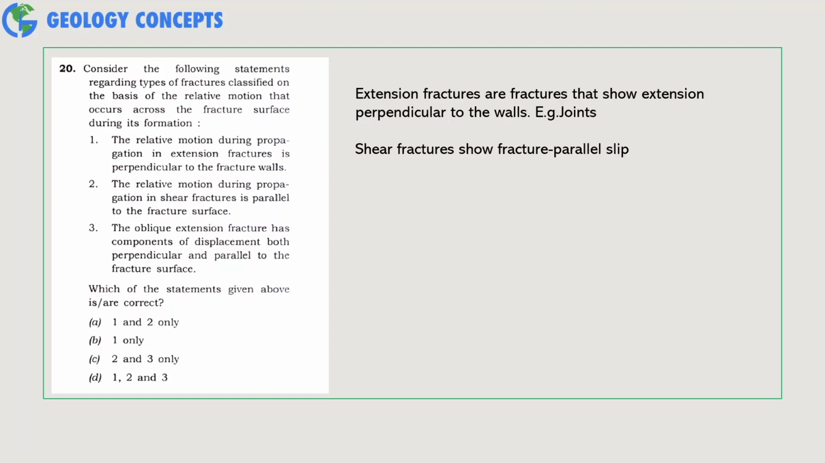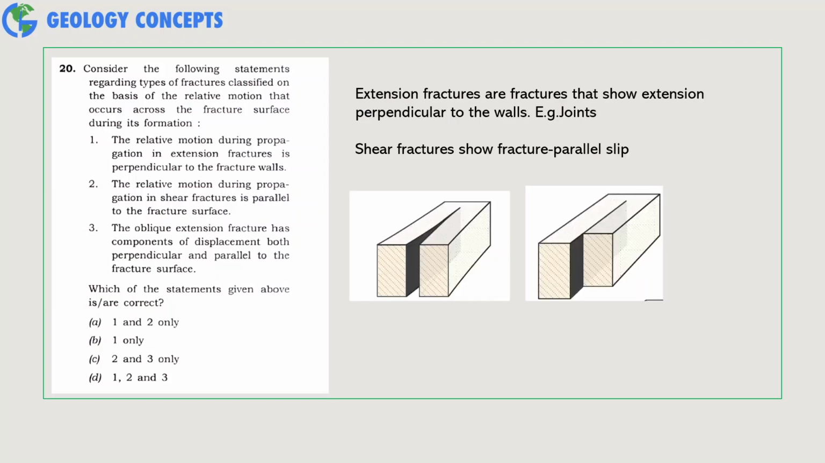So, as you can see from the first figure, the relative motion between the two blocks in an extensional fracture is perpendicular to the fracture wall. So, statement 1 is true. From the second figure, it is evident that the relative motion of blocks in a shear fracture is parallel to the fracture surface, and statement 2 is also true. The oblique extension fracture indeed has both perpendicular as well as parallel components to the fracture surface. Hence, all the statements given here are true. So, option D will be the correct answer. That is 1, 2, 3. All statements are true.